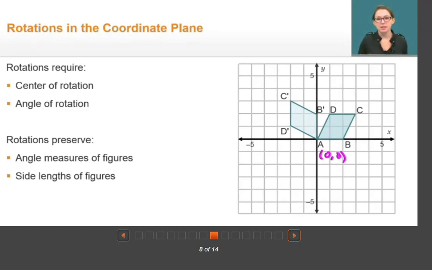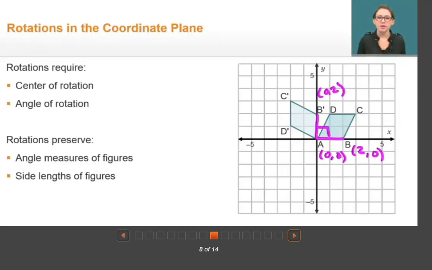Consider vertex B, which is at point 2, 0 on the x-axis. We can draw a line from this vertex to the origin, noticing that it's 2 units long. And then if we draw a line 2 units long up the y-axis to create a 90-degree angle and congruent corresponding lengths, we arrive at B prime with coordinates 0, 2.